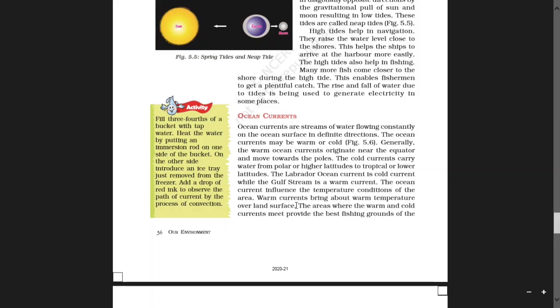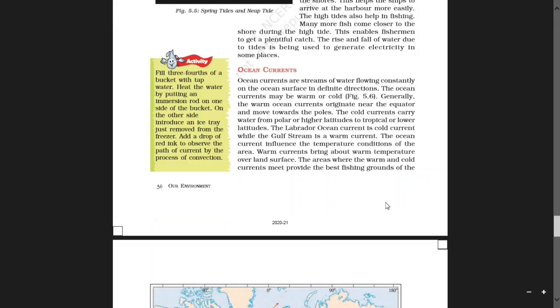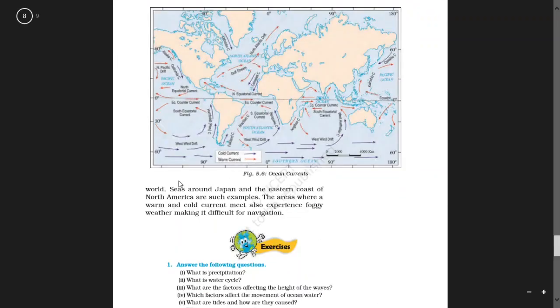The areas where the warm and cold currents meet provide the best fishing grounds of the world. See boys, the areas where warm and cold currents meet provide the best fishing grounds of the world. Seas around Japan and the eastern coast of North America are such examples.